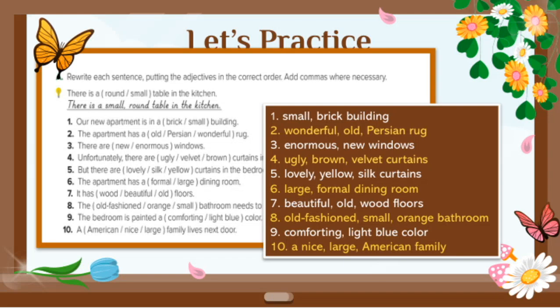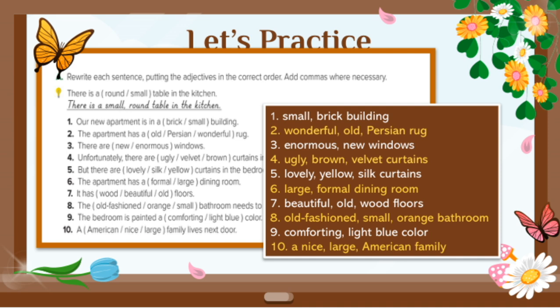Let's take a closer look at some of the key features of this charming home. First, we see a small brick building that gives it a cozy and traditional feel. Inside, there's a wonderful old Persian rug that adds a touch of elegance and history to the space. The new windows are enormous, allowing plenty of natural light to brighten the room and making the space feel more open and inviting. However, the brown velvet curtains are a bit dull and could be seen as less attractive, contrasting with the lovely yellow silk curtains that bring warmth and a splash of color to the room.